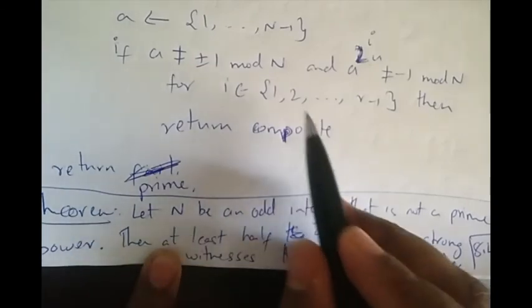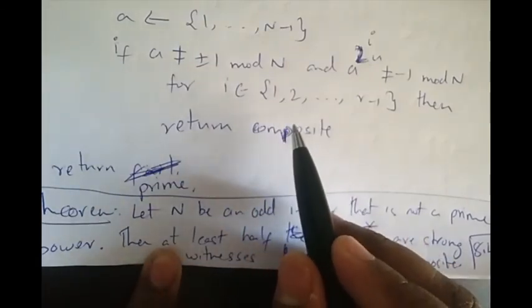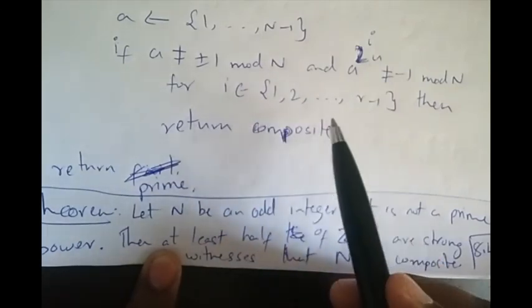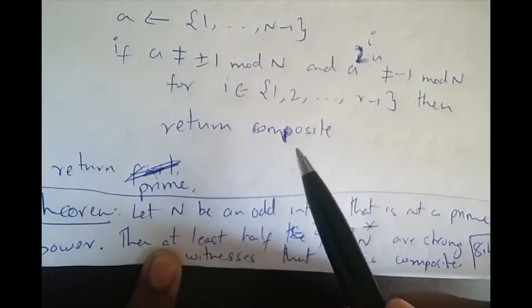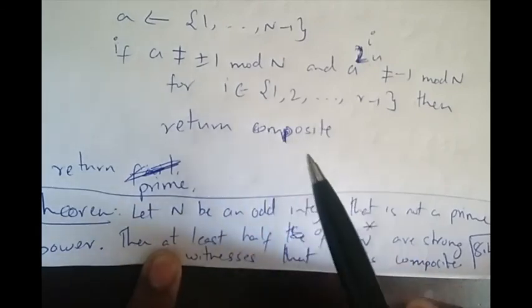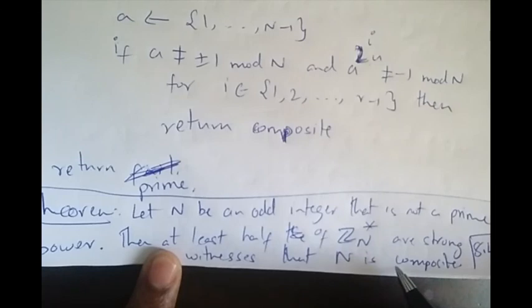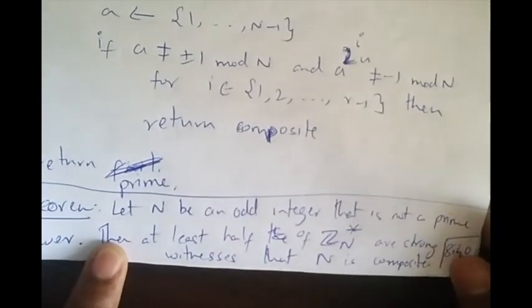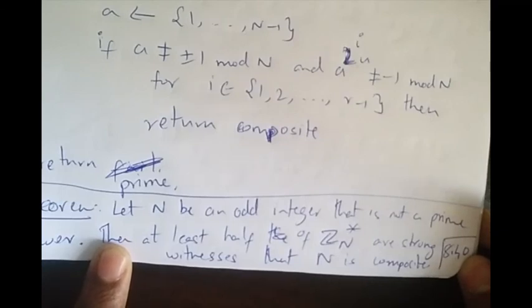So if we do t trials, then with probability half in each trial, I'll return composite. So the probability that I don't return composite in all the t trials will be bounded by 1 over 2 raised to t. That is how we get a very high degree of confidence that when this Miller-Rabin test returns prime, it can only fail with a probability bounded by 1 over 2 raised to t. Again, this is theorem 8.40 in Katz and Lindell, so you can look at the proof there.